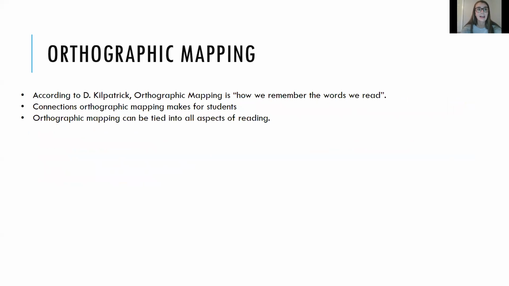Orthographic mapping. According to D. Kilpatrick, orthographic mapping is how we remember the words that we read. Okay? Students use it more than we realize. That's going to be them remembering what they read. That's going to be when they're learning in your classroom. Okay? So making that connection for students is going to be huge. Students will eventually become automatic with words. So when they're learning and they're using that orthographic connection, you'll start with the basics when you're teaching them. They're going to start with the basics, and then they're going to practice those. And then eventually they're going to turn into reading. And that's going to be using the orthographic mapping. And that's how it ties into all aspects of reading.